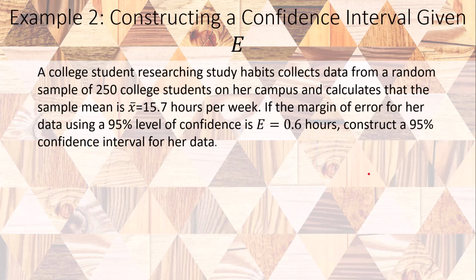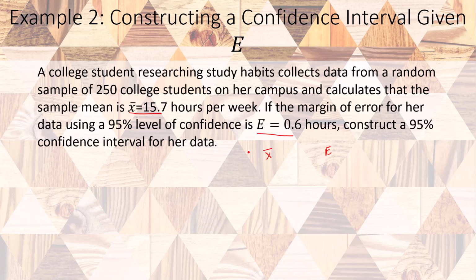Okay, so how do we construct a confidence interval? Well, for this particular problem, we have a college student researching study habits who collects data from a random sample of 250 college students on her campus and calculates that their sample mean is 15.7. If the margin of error using a 95% level of confidence is 0.6, construct a 95% confidence interval for her data. Now, to construct our confidence interval, we need two things. We need the sample mean, and we need the margin of error.